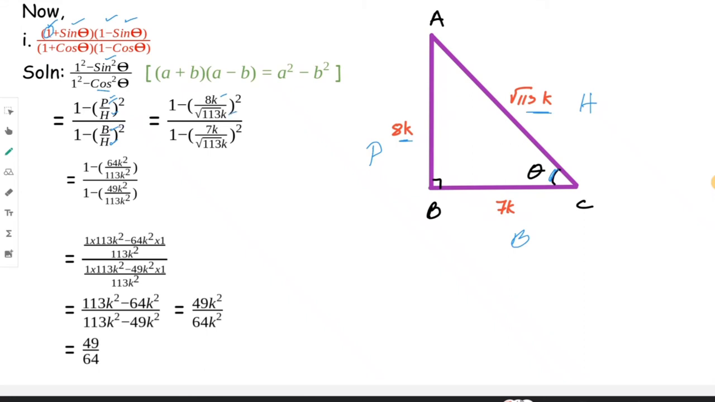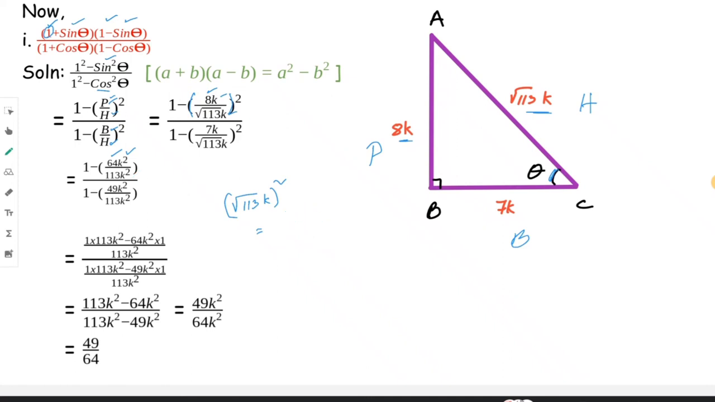Same thing for cos, base by hypotenuse. Base is this much, hypotenuse is root 113 k. Alright, so just putting the values there. Now let's start solving. Here, as you can see, because of the square root, 8k by root 113 k, the whole square, right? So 8 squared is 64, then k into k square. Now this 113 is under a root, which means if I separate them, I'll have root 113 squared, k square, right? So this root and the square will get cancelled. I'll have 113 k square. So that's what you can see here, right? 113 k square is there.